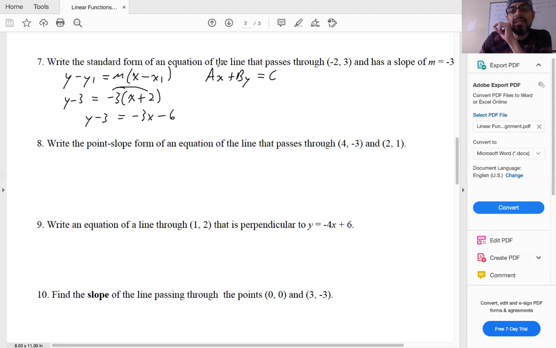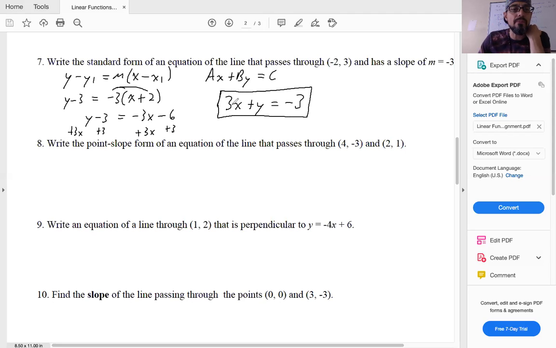And then in this form, we typically want a positive x term. So I'm going to bring 3x to the other side and the constant 3 to this side. The resulting equation will be 3x plus y is equivalent to negative 3. And there you have it. There is the equation in standard form: 3x plus y is equal to negative 3. Okay, moving on to the next question.